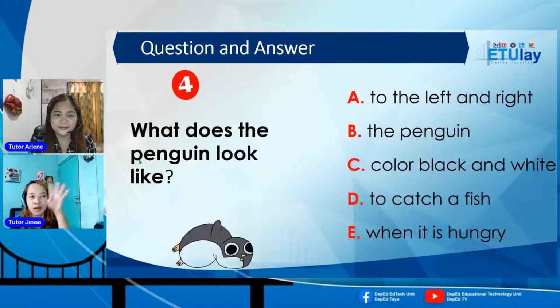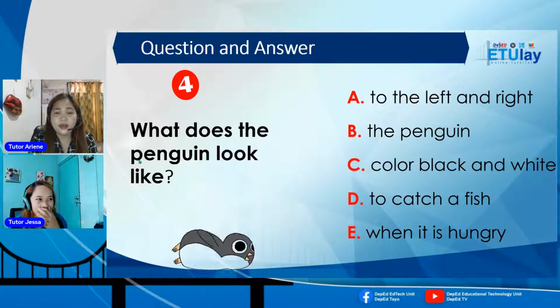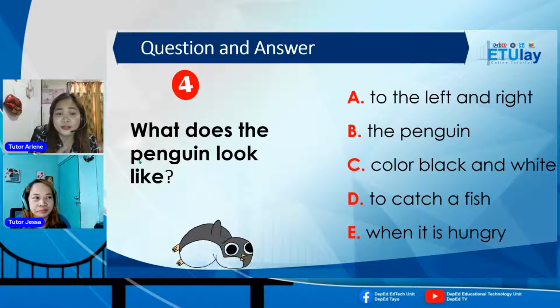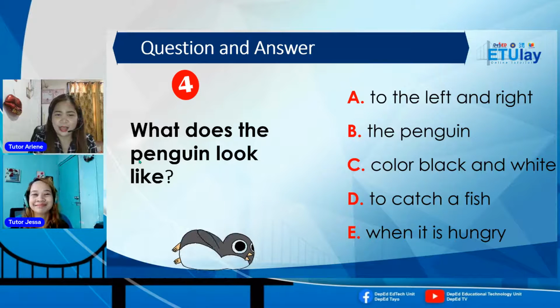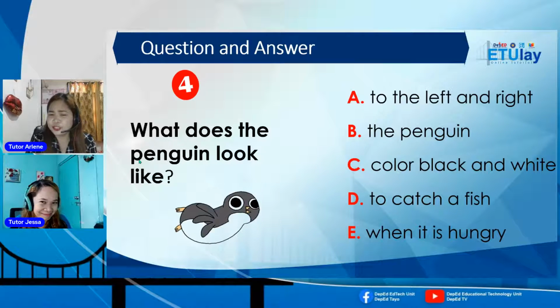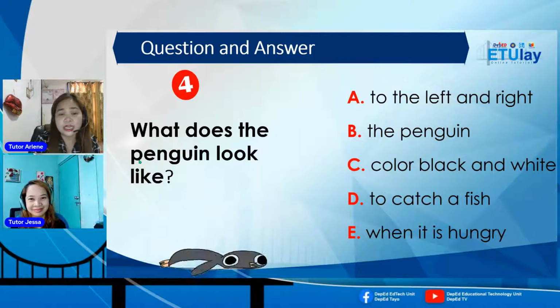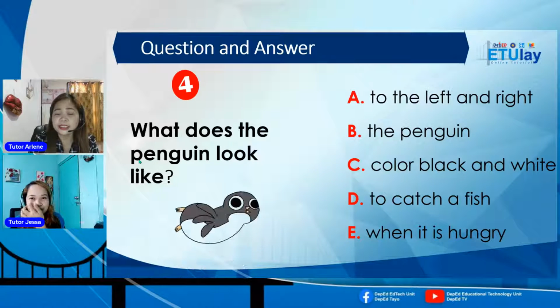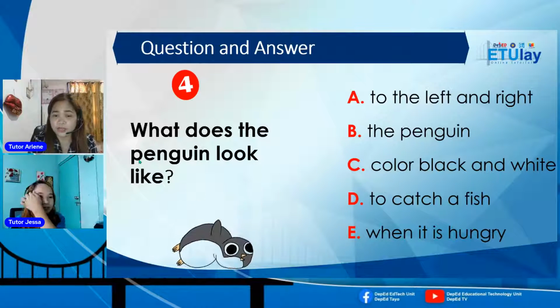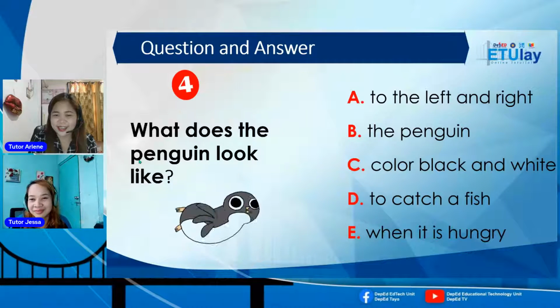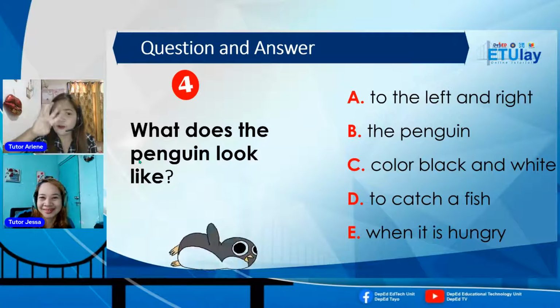Okay, and for number 4, Tutor Arlene. All right, for number 4, what does the penguin look like? A, to the left and right. B, the penguin. C, color black and white. D, to catch a fish. Or letter E, when it is hungry? Okay, kids, type number 4.